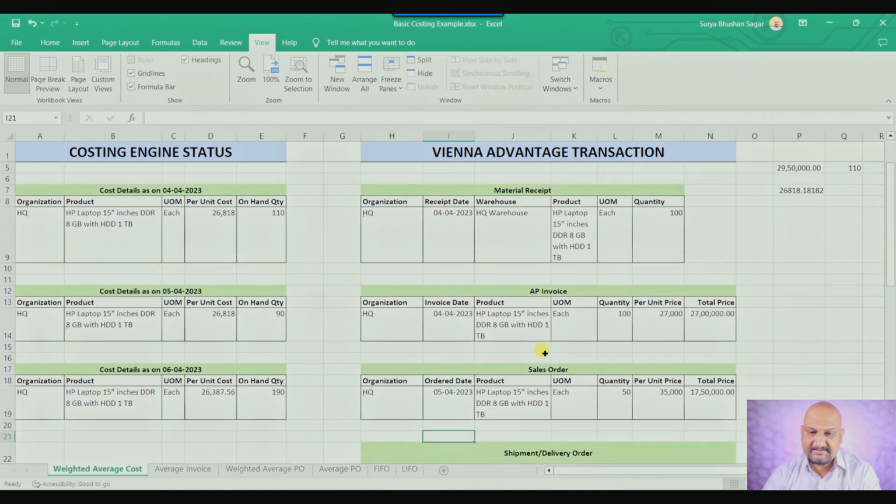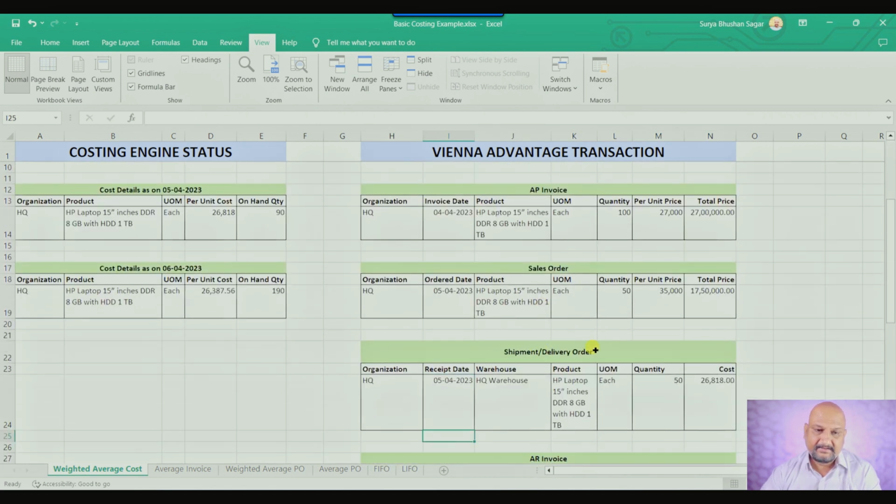The next transaction says I did my sales, and at the top of this there is a certain margin I just want to apply. So I have applied my margin. Thereafter I'm executing my sales order. So my sales order came on 5th of April, and I'm selling 50 quantities, and my per unit price for the sales is 35,000.